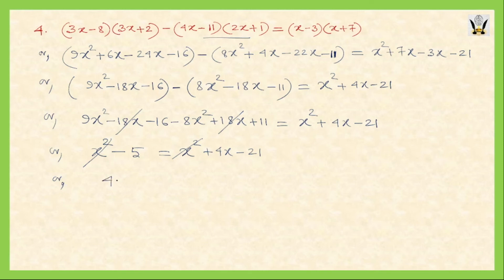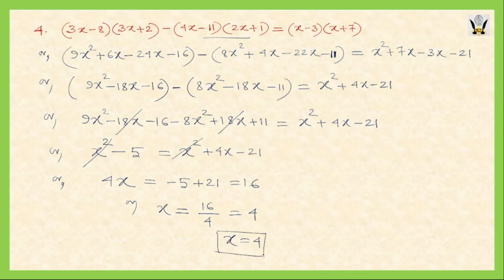Now here it can be written as 4x, and that will be equal to minus 5 plus 21. That means that will be equal to 16. So the final value of x, or the solution of this equation, will be 16 by 4, and that is equal to 4. So that's how we can simplify a linear equation of this type.